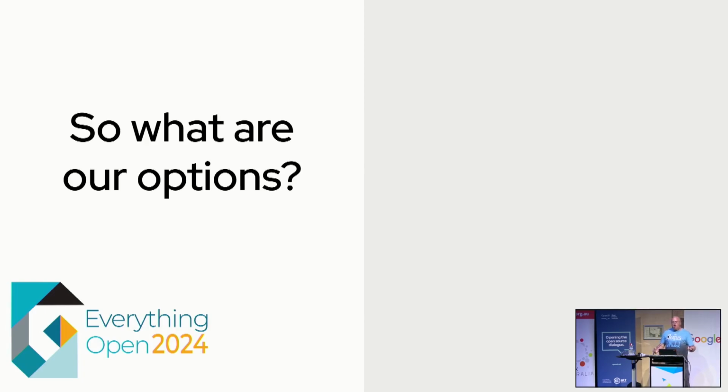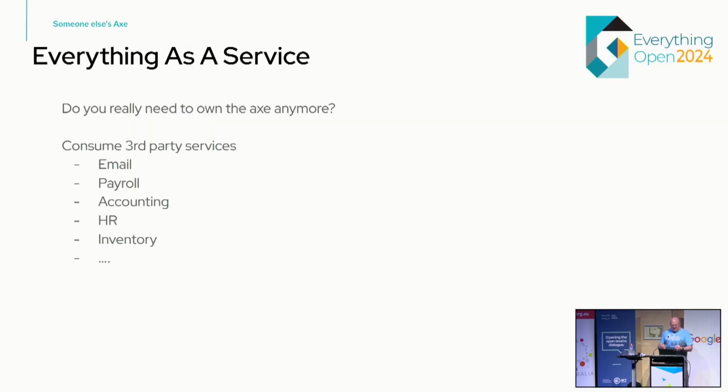So really, what are our options? Do we have options? Well, we can go for everything as a service. You know, we can go and email. Many of us consume email as a service. One of my friends is presenting about email next door. If you don't want to consume it as a service, you want to run it yourself, go watch the video later. Things like payroll and accounting are really popular to run in the cloud. Kind of HR platforms, inventory management. Everybody wants to sell you this thing as a service today.